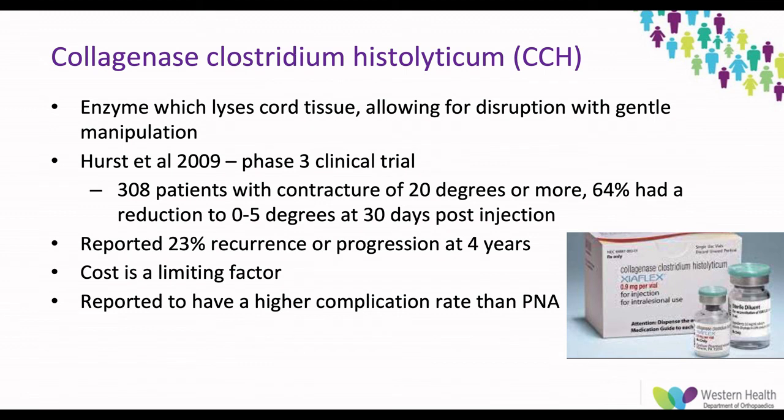Collagenase clostridium histolyticum, or CCH, is an enzyme which lyses cord tissue, allowing for disruption with gentle manipulation. It's only been in use for the last decade, so it's relatively novel. A study by Hurst et al. in 2009, which was a phase 3 clinical trial of 308 patients with a contracture of 20 degrees or more, found that 64% had a reduction to between 0 and 5 degrees at 30 days post-injection. The reported recurrence is 23%.